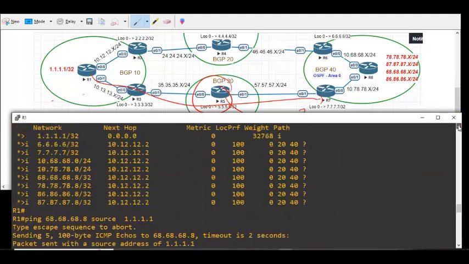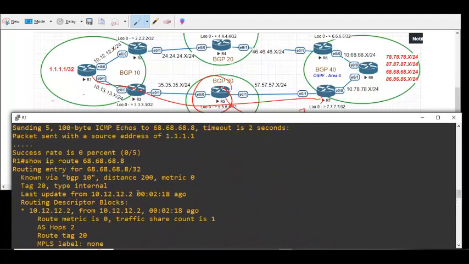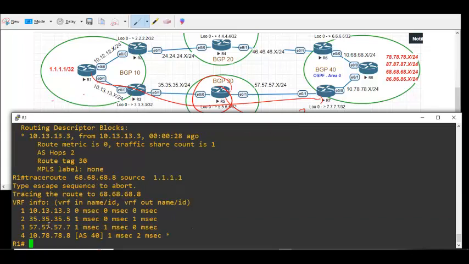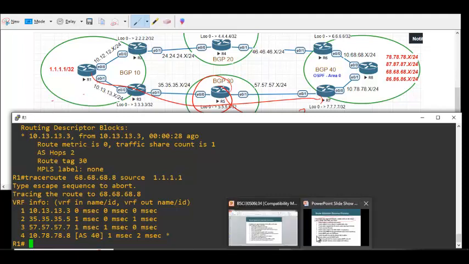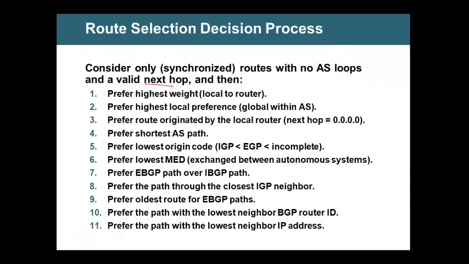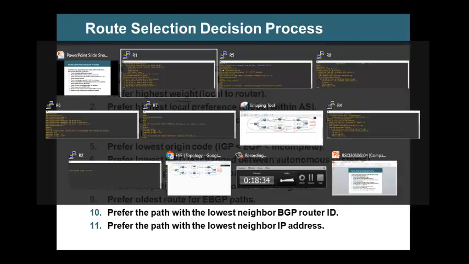Are you ready? See this. If both paths are valid, then it will come to this point. First point: prefer the neighbor for whom the weight is higher. Let's see the weight now. Show IP BGP. You see, only focus on the 1.1.1.1 network. The weight for this and this is the same, isn't it? Same.